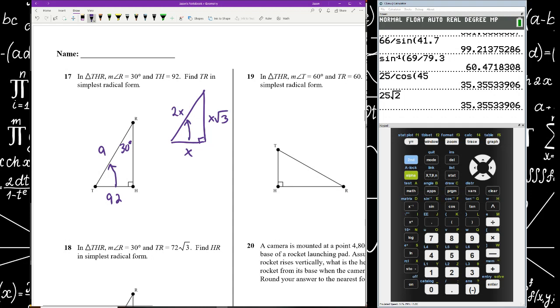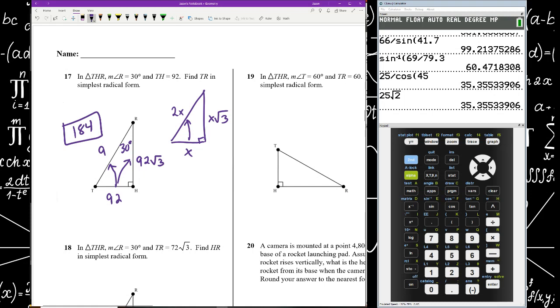92 times 2, 184. Final answer. Now, say we were trying to find the hypotenuse, or the long leg. If I wanted to find the long leg, I'd have to take that and multiply by the square root of 3. 92 times the square root of 3 would be 92 square root 3. And that would be your answer. But again, we're only looking for TR, and you could also do trig on this one instead, and it will give you the same answer.